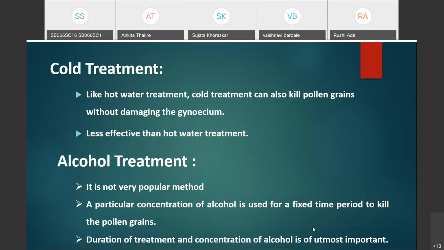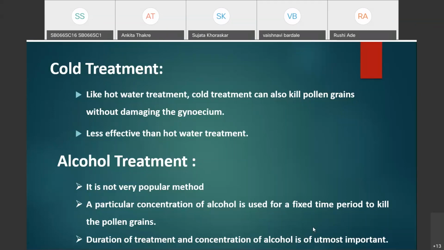Okay, then the other treatment which is used is the alcohol treatment. Generally this alcohol treatment method is not a very popular method. It is not generally used for the emasculation of the female parent. In this treatment a particular concentration of alcohol is used for a fixed time period to kill the pollen grains.